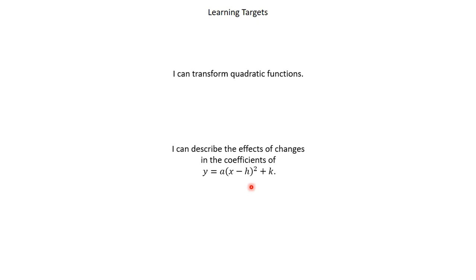So our learning targets for today: I can transform quadratic functions, and I can describe the effects of changes in the coefficients of y equals a times (x minus h) squared plus k. That should look a lot like what you were doing earlier, except we didn't have h and k, we used b and c. It doesn't really make much of a difference.